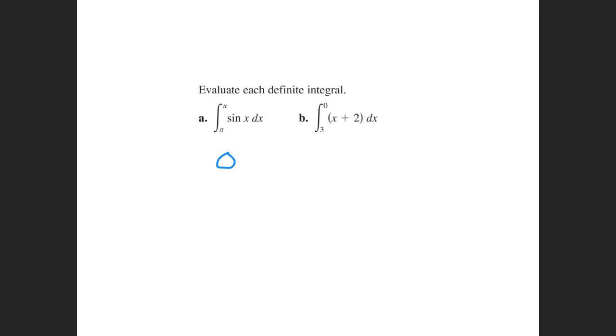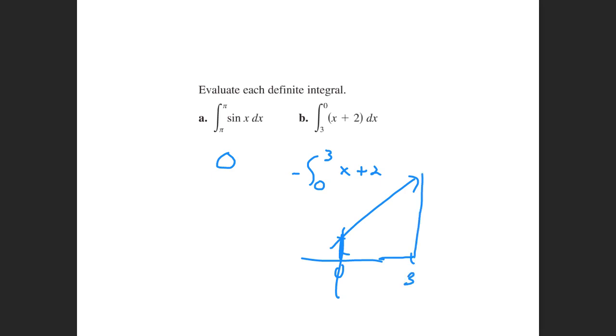Stuck. Okay, the first thing I'm going to do in this problem is rewrite this as the integral from 0 to 3 of x plus 2. Now I'm trying to find the area underneath this. Positive 2 going up like this, from 0 to 3. So this is 0, this is 3. Looks like a trapezoid.